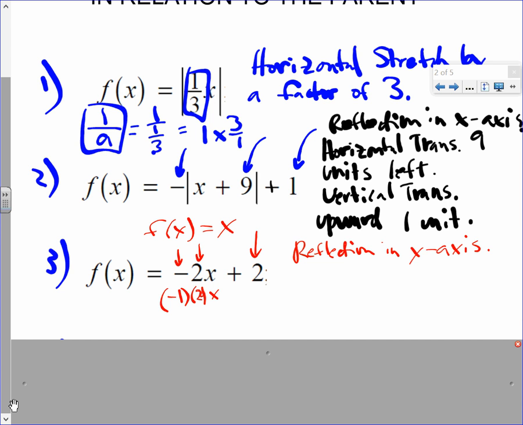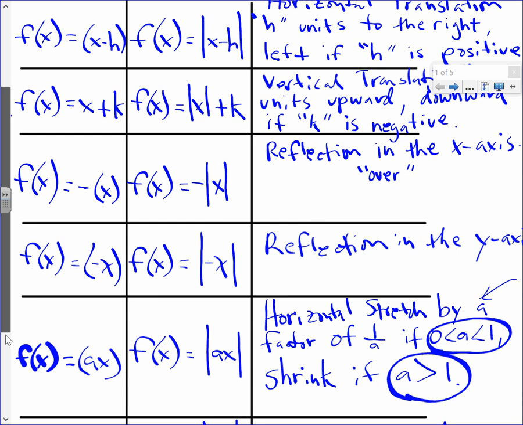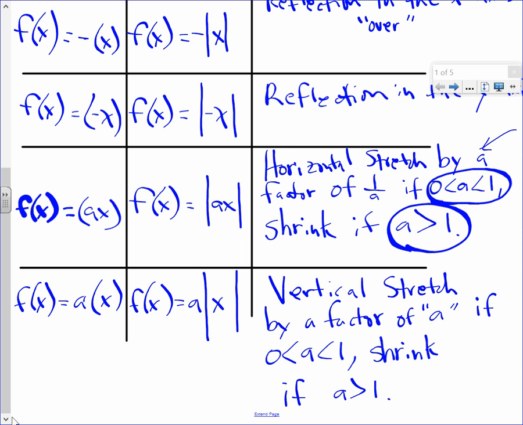Okay, how about the 2 now? Just the 2 being multiplied. I just dealt with the negative. You have to deal with the negative separately from the 2. Now the 2 is being directly multiplied by the x. So it wouldn't be this one, it'd be this one, so it's going to be a horizontal stretch or shrink, depending on whether a is a fraction or not.